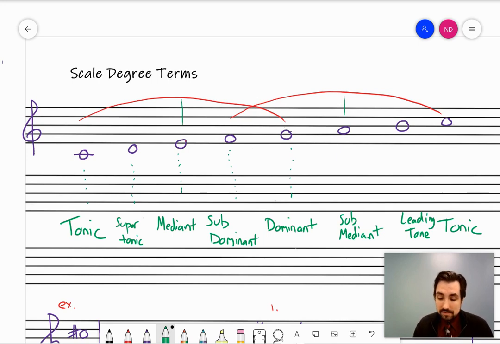Okay, so there's the basic terms. Let me do one thing now. So we've done this in C major.